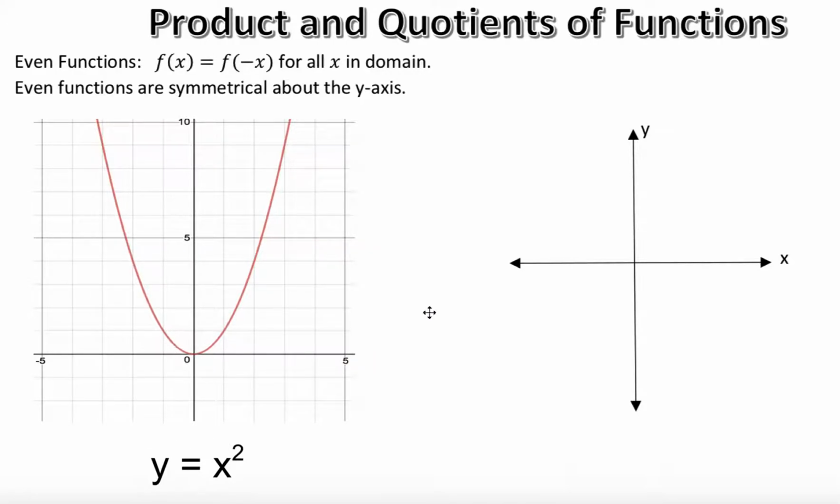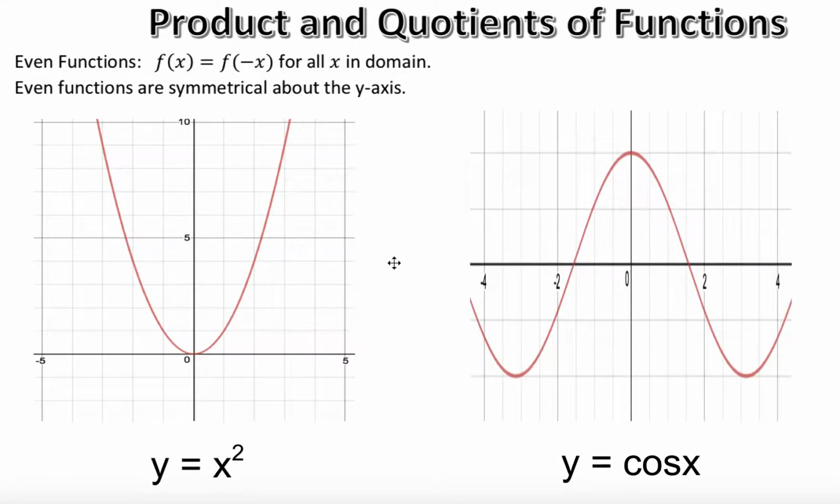If I move this graph, it's no longer symmetrical about the y-axis. But as long as it's on that axis, as long as I don't have a horizontal move, this is going to be true. Another common function is a cos graph. It's not thought of as much as a quadratic or a quartic, but you can clearly see that it's symmetrical about the y-axis.